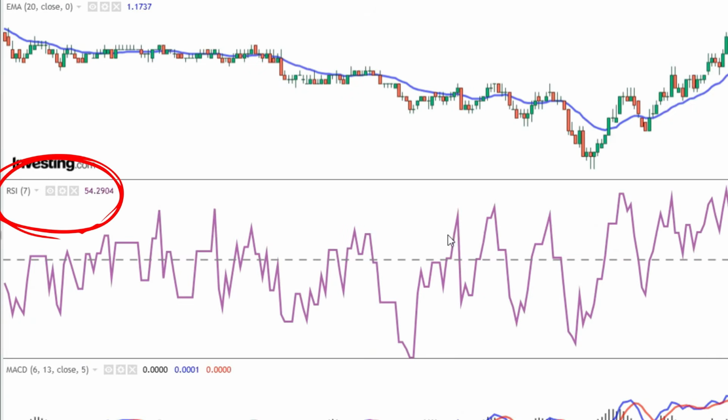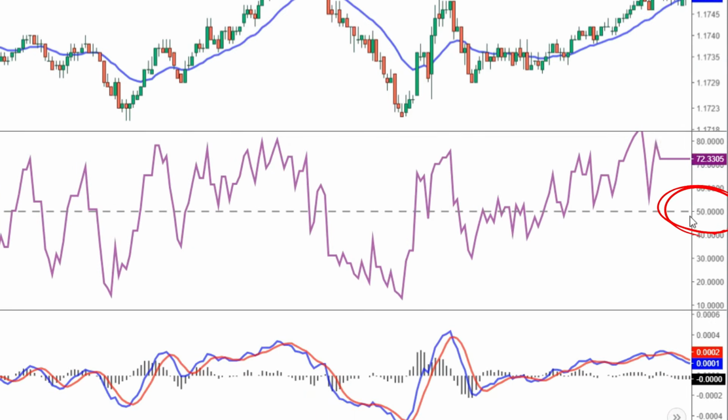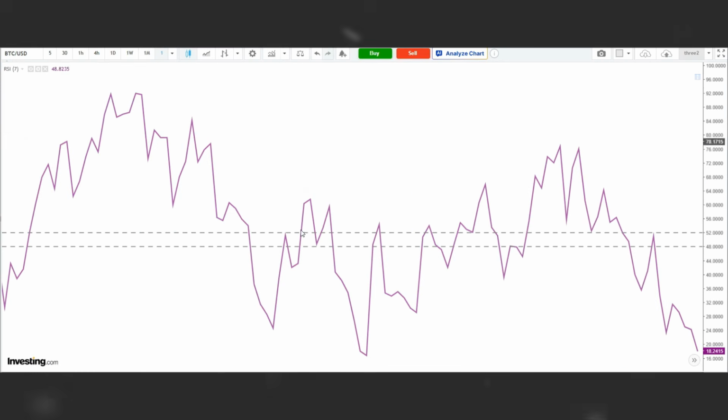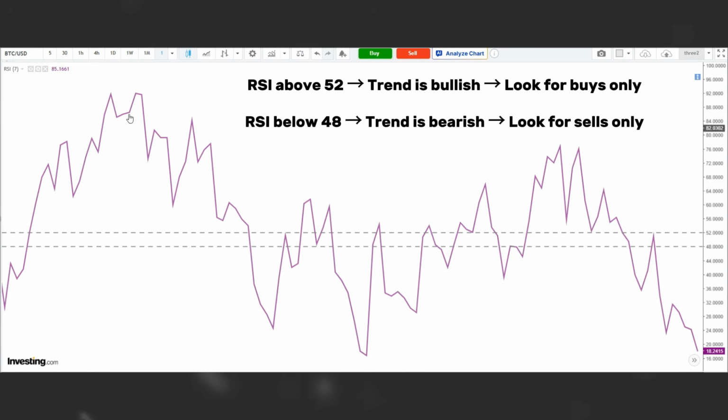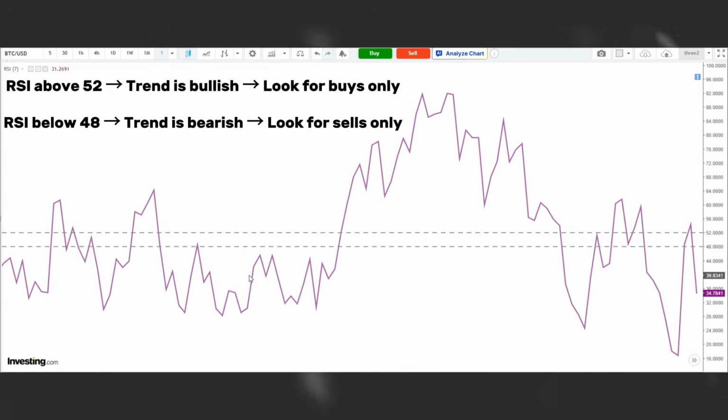For RSI, use a fast period like 7 or 9. For scalping, we focus on a single level around 50 to determine trend direction. In fast markets, some traders slightly adjust this level to 52 for bullish confirmation and 48 for bearish confirmation. In other words, if RSI is above 52, the bullish trend is valid and we only look for buy setups. If RSI is below 48, the bearish trend is valid and we only look for sell setups. This helps you quickly identify the trend without waiting for extreme RSI levels.